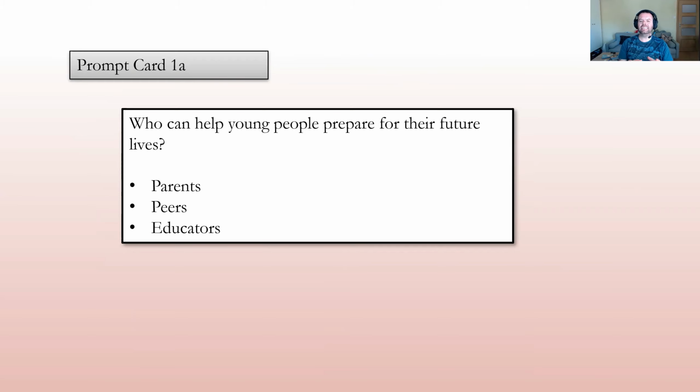What you're basically being asked to do here is to craft a simple essay without writing anything, and that you deliver in about 2 minutes. So what do essays need? Well, they need an introduction before you go into the content. So take that question and reframe it. Who can help young people prepare for their future lives?